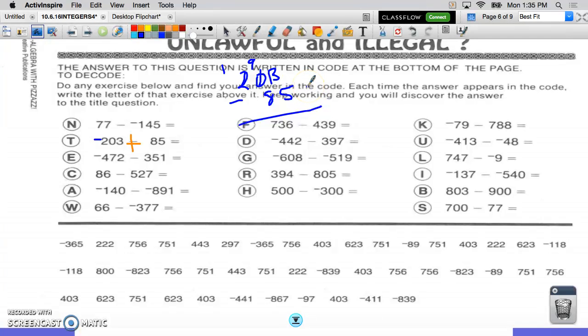5, 6, 7, 8, 9, 10, 11, 12, 13. That will give me 8. 9 minus 1 is 8. Then 1 minus nothing is 1. You should have 1, 1, 8.